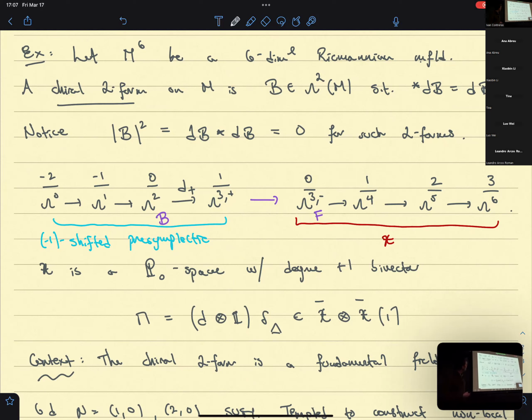sort of dramatically in this case, because the norm squared of B, and here I'm just using the L2 norm, dB wedge star dB, is just 0 for such two forms. So you fail dramatically to write down the standard sort of action functional.